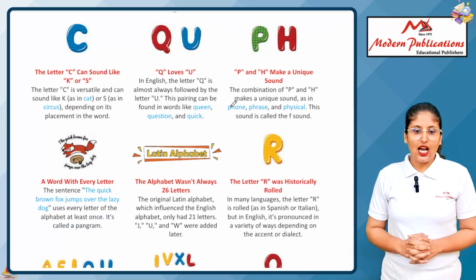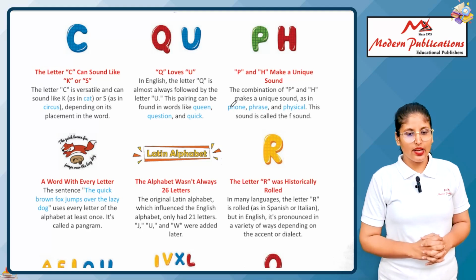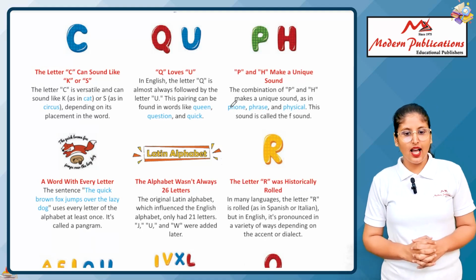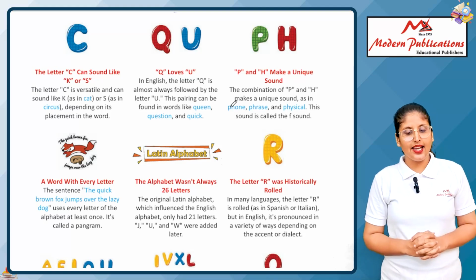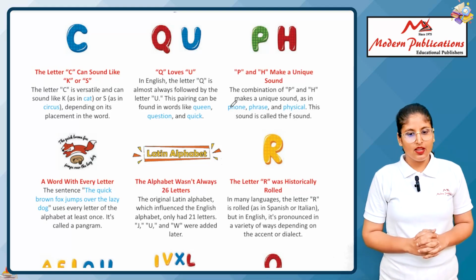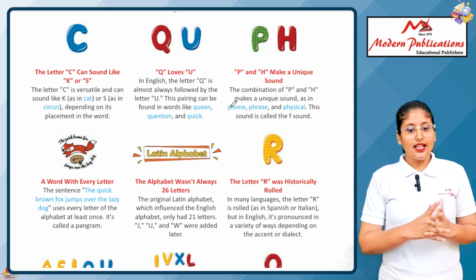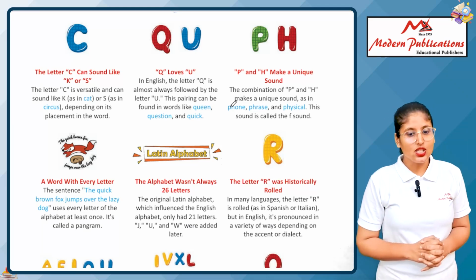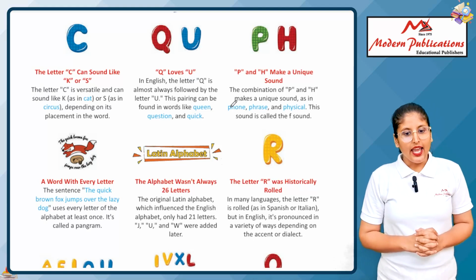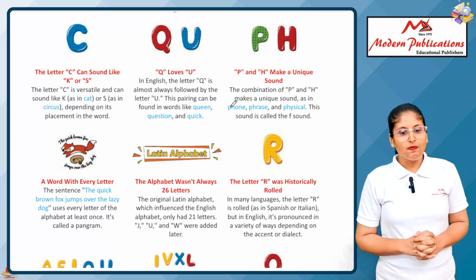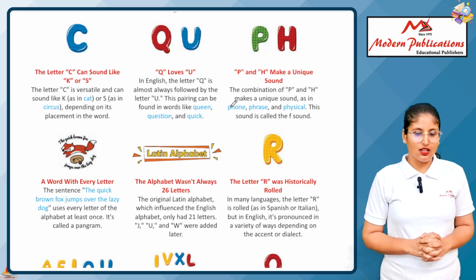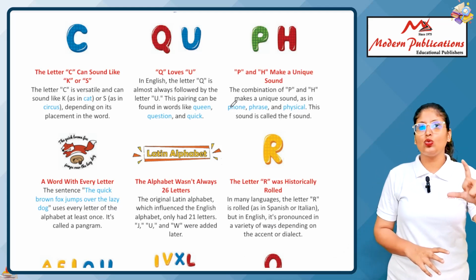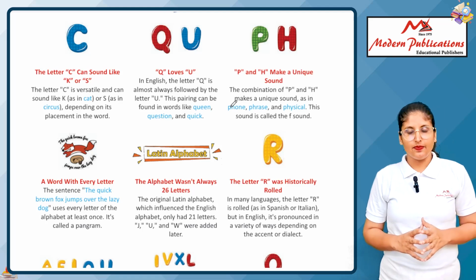Letter C can sound like K or S. Okay? The letter C is versatile and can sound like K as in kite, K as in cat, and S as in circus. The letter C is versatile and can sound like K as in cat or S as in circus, depending on its placement in the word. So the letter C has two sounds, K and S.